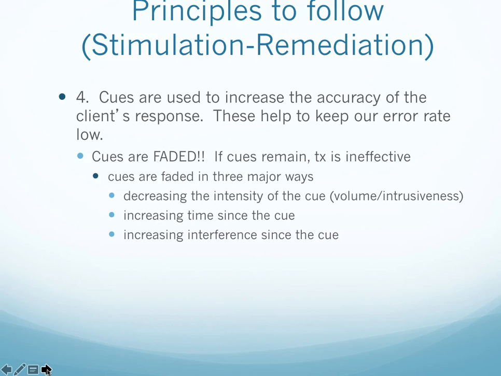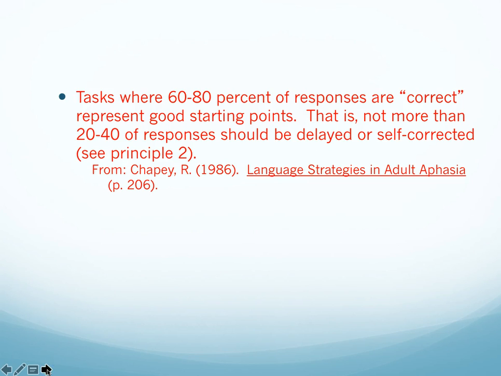Okay, you may need to listen to that segment a couple of times to get it, so feel free to keep using this talk. So we talked about this principle that Schul said tasks where 60 to 80% of responses are correct are good starting points, and that is that no more than 20 to 40% of responses should be an error. Okay, so if you baseline and you want to work on following one-step commands and they can only do that 50%, you need to back up.